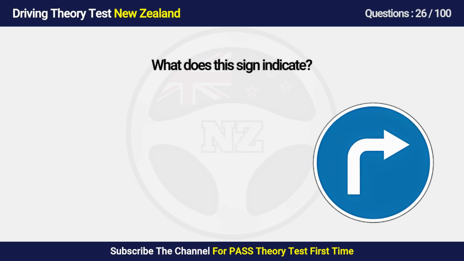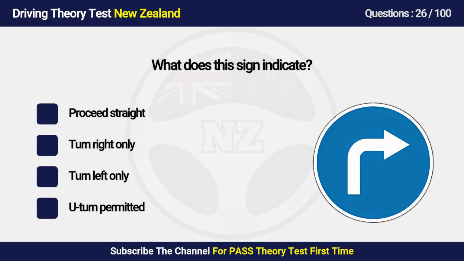Question 26. What does this sign indicate? A, proceed straight. B, turn right only. C, turn left only. D, U-turn permitted.